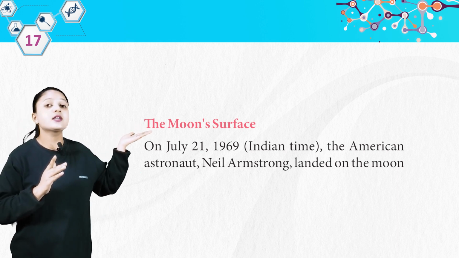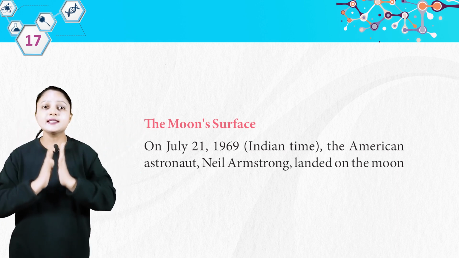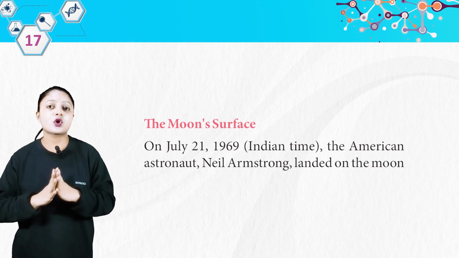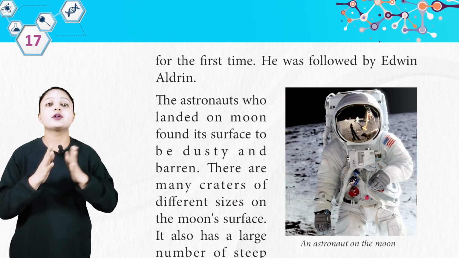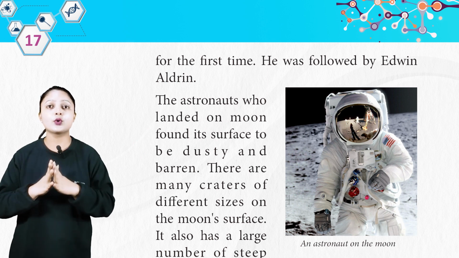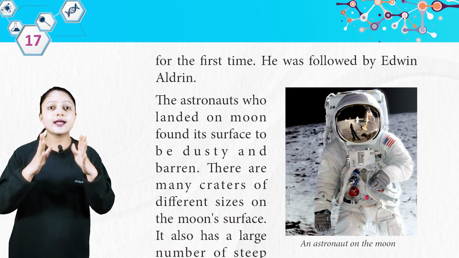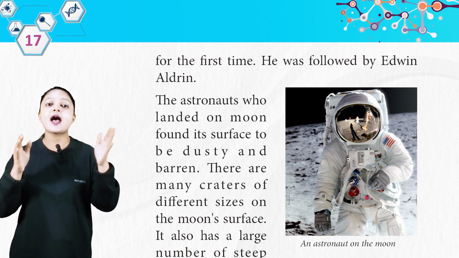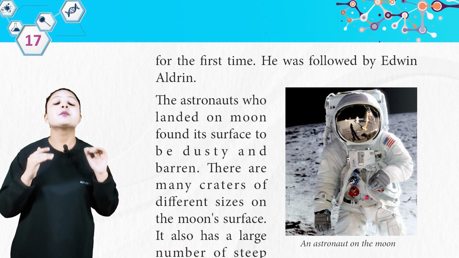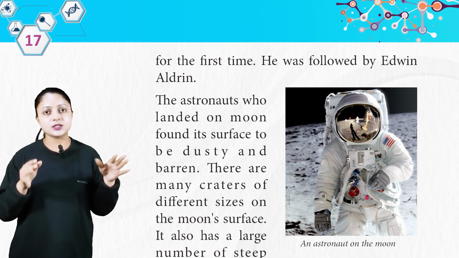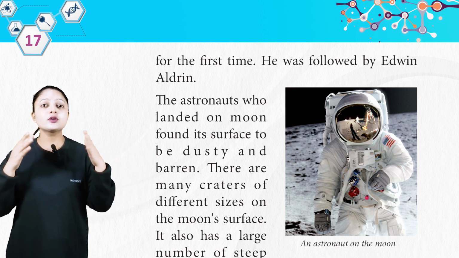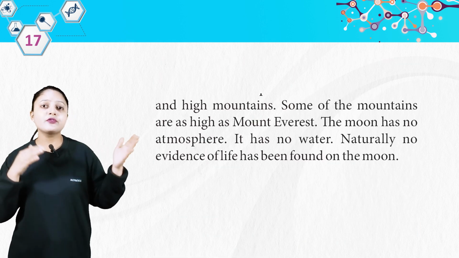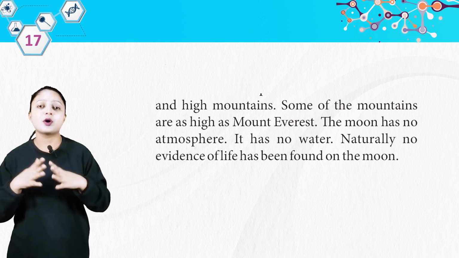The moon's surface. On July 21, 1969, Indian time, the American astronaut Neil Armstrong landed on the moon for the first time. He was followed by Edwin Aldrin. The astronauts who landed on the moon found its surface to be dusty and barren. There are many craters of different sizes on the moon's surface. It also has a large number of steep and high mountains. Some of the mountains are as high as Mount Everest.